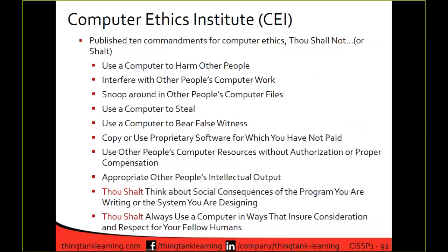The Computer Ethics Institute published the Ten Commandments for Computer Ethics. And the ISC2 Code of Ethics, or Code of Professional Ethics, is very similar to this. We'll see that on the next slide. All right.